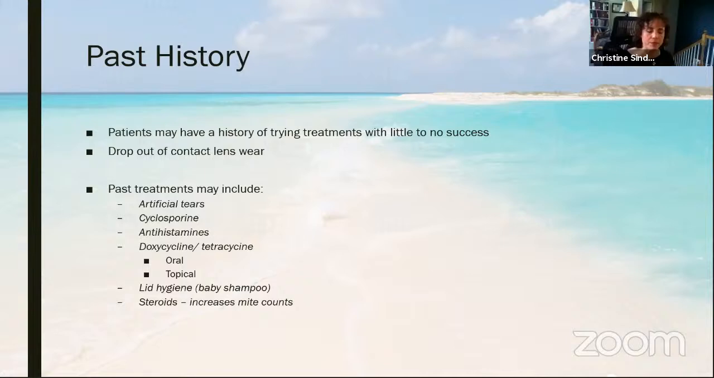So you get more mites and you can't get off of the steroids. And whenever they stop, they get very uncomfortable. But there are downside extreme effects, right? Glaucoma, cataracts, thinning of the tissues, thinning of the periocular tissue.